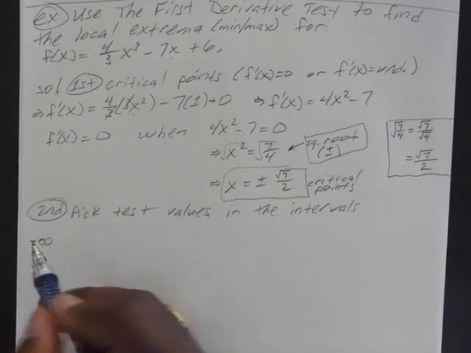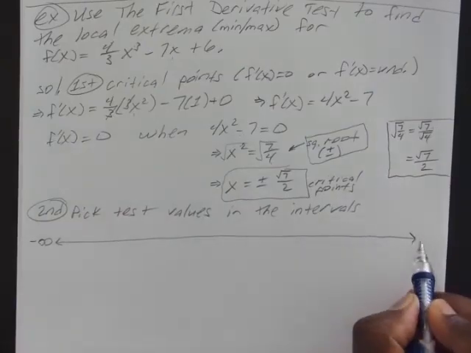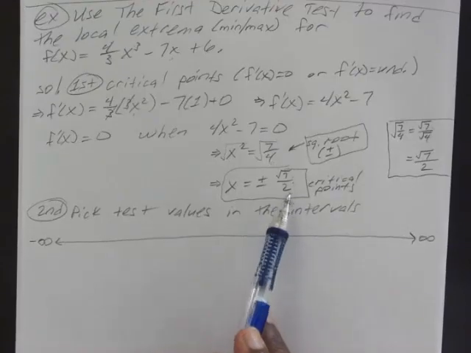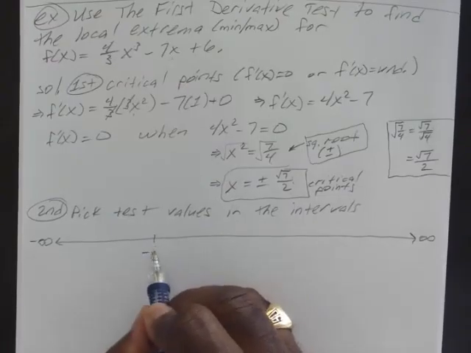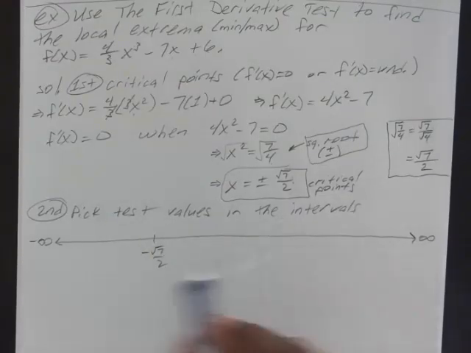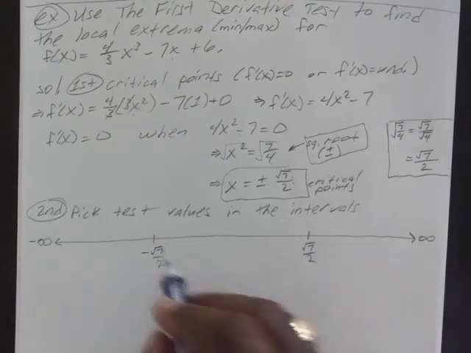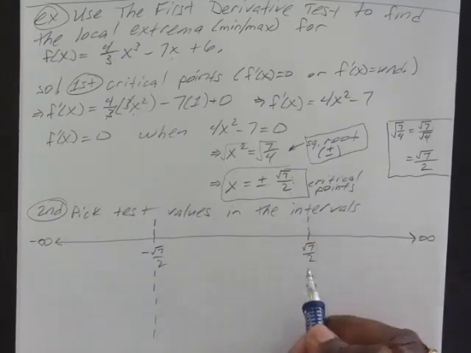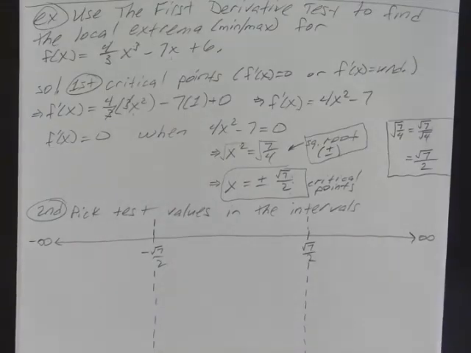So we're going to make our number line from negative infinity to infinity. We have our critical points of positive and negative square root of 7 over 2. Okay, so we'll make this negative square root of 7 over 2. We know 0 somewhere in here, so we'll make this positive square root of 7 over 2. And we can't let x equal those values, so we'll draw a little slashed line or dashed line, whichever way you want to say it, between each one.